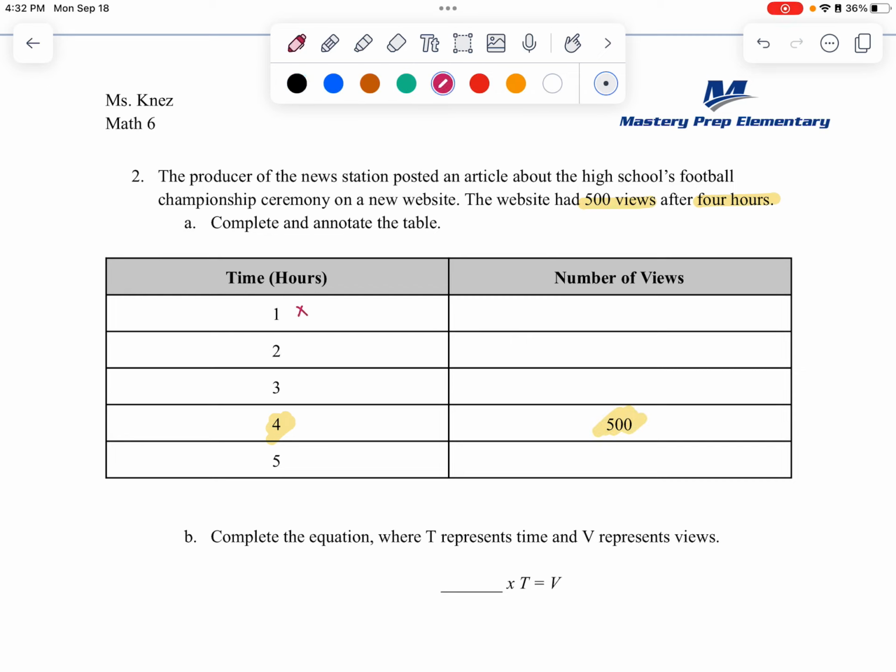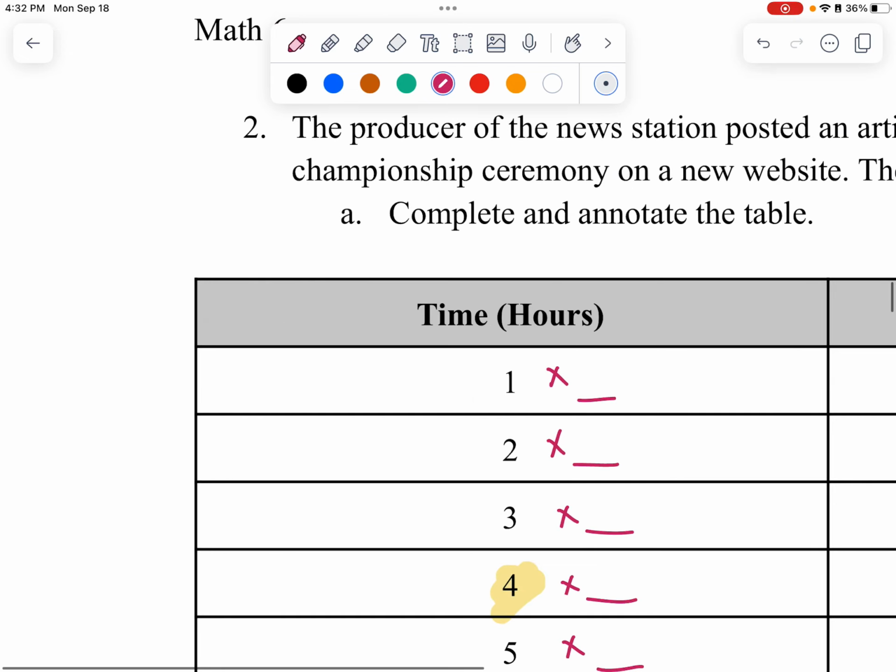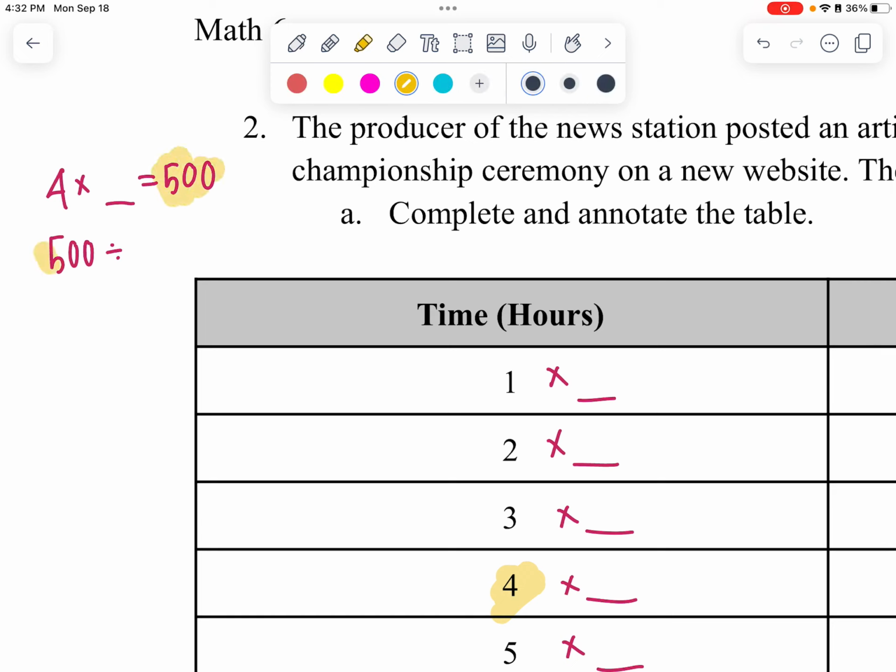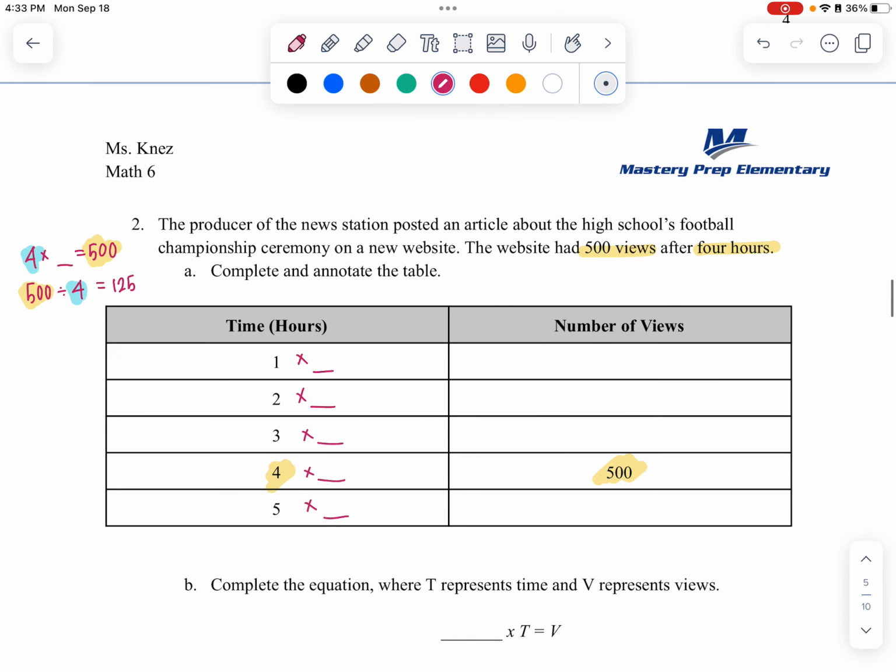So, like most tables, we want to start by finding that magic number. What are we multiplying hours by to get views? I'm going to do it over here on the side because I know that 4 times something equals 500. So the same strategy I demoed on Monday, I can divide 500, which is the product, the answer, by 4, which is the factor I know. And that will give me the missing factor. So 500 divided by 4 is 125. And once I have that magic number, it gets really simple for me to fill in my table because I'm just multiplying hours by 125 over and over again.